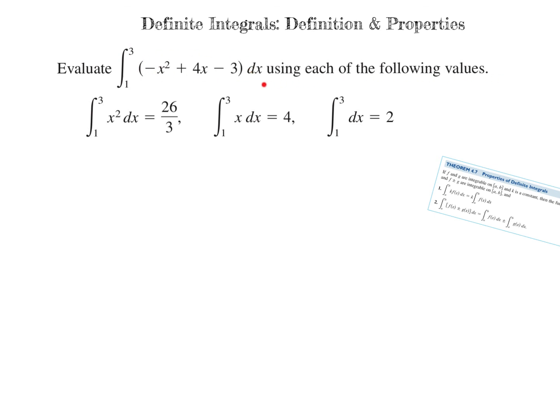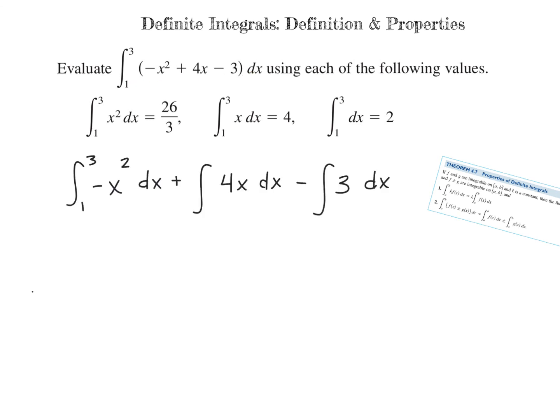Then we're given some values already. We're given the definite integral from 1 to 3 of x squared is 26/3. The definite integral from 1 to 3 of x is 4. And the definite integral from 1 to 3 of 1 dx is just 2. Let's rewrite this using these properties.